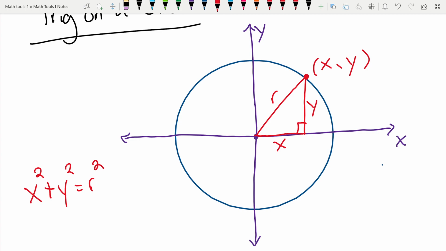Now what we want to do is look specifically at a circle with radius 1. So we're going to change this radius to be 1. And what do we call that circle? Well, what else would we call it but the unit circle? Because it has a radius 1, we call it the unit circle.